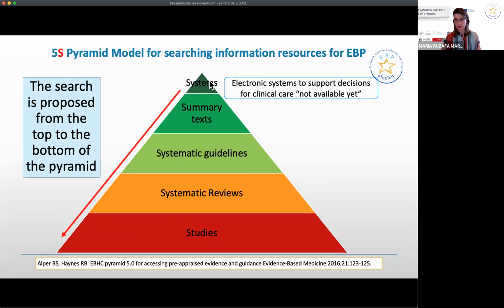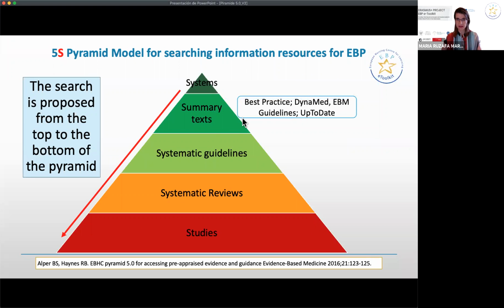At the top of the pyramid, systems provide patient-specific, evidence-based computerized decision support at the point of care. Many systems are under construction, so they are not available yet. In the second level, summaries provide the best summarization of evidence for clinical decisions for entire clinical topics like diabetes or asthma. We can find specific resources like Best Practice or AMID, where EBP guidelines are up to date.